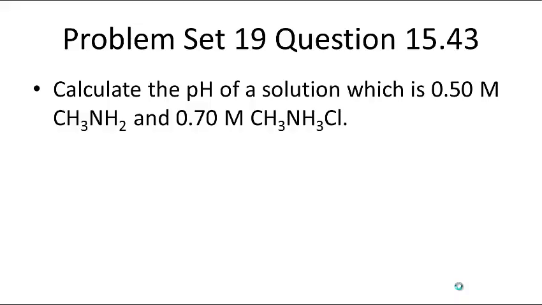So as promised, we're going to do a problem set question related to buffers in class. This is from problem set 19, question 15.43. How do I know that this solution that I'm making is a buffer? Calculate the pH of a solution with 0.5 molar CH3NH2 and 0.7 molar CH3NH3Cl. How do I know this is a buffer solution?